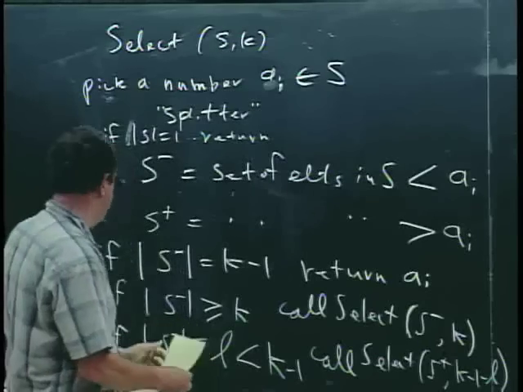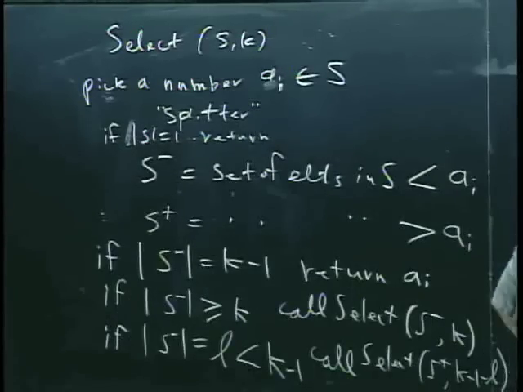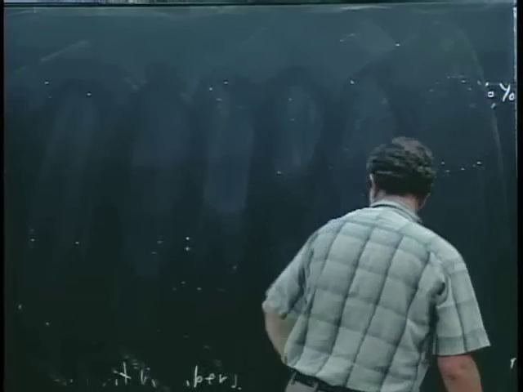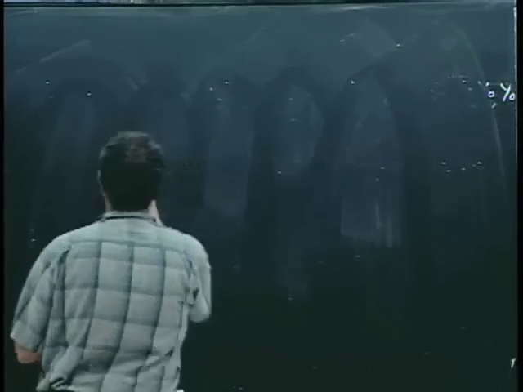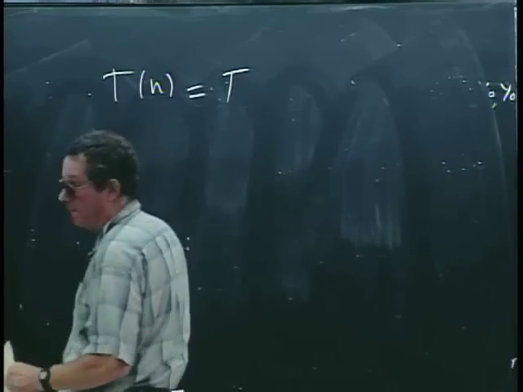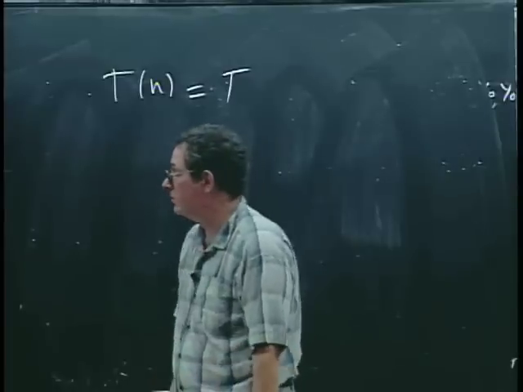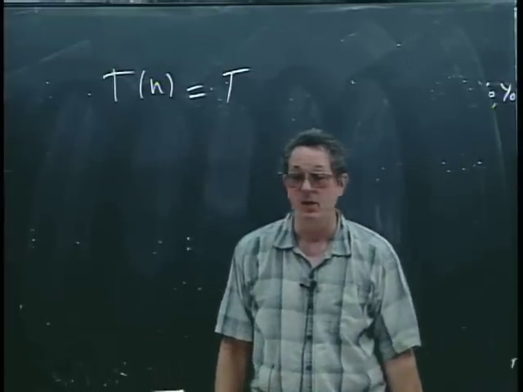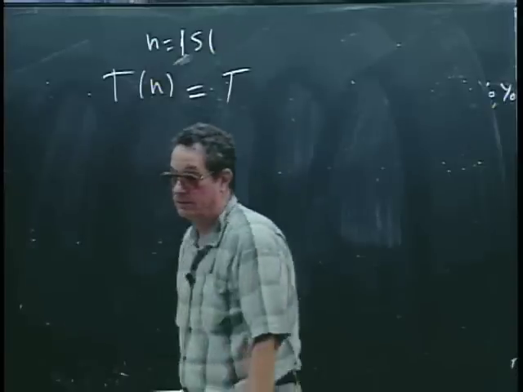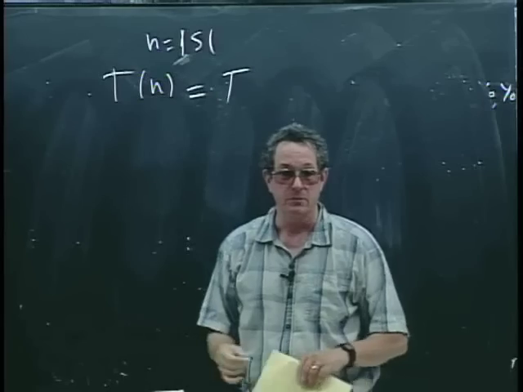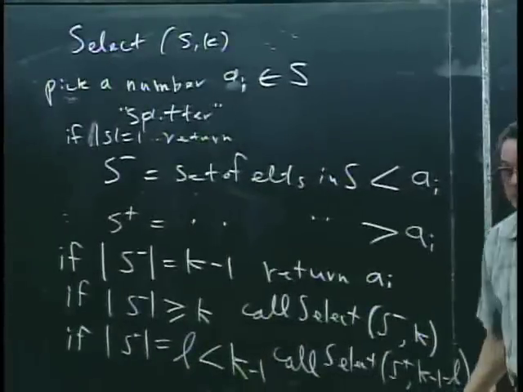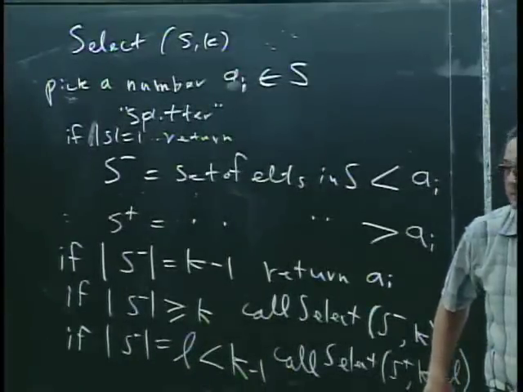Now, what is the worst case running time of this algorithm? Let's do a recurrence relation analysis. T of n is equal to what? What's n? Oh, so n is the size of S. Okay, so you have a set that has n elements. What's the worst case running time? Well, what's the worst case kind of thing that can happen here? Where are you making very little progress?